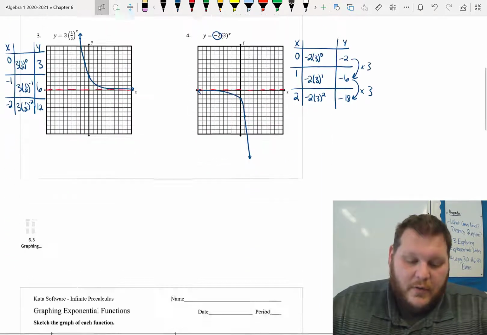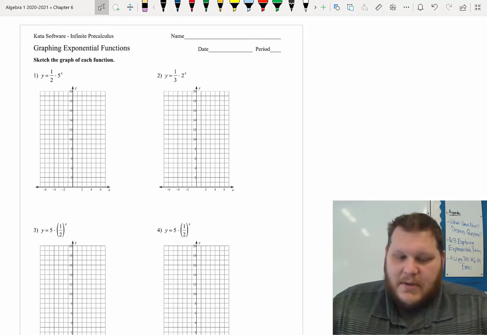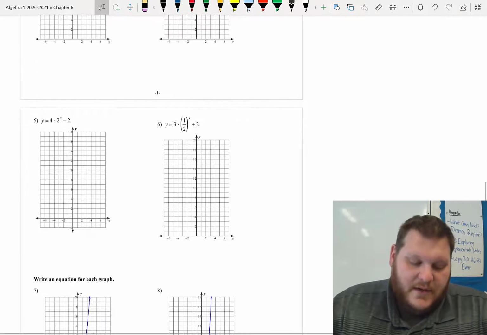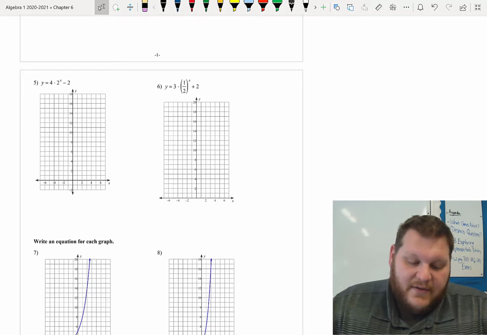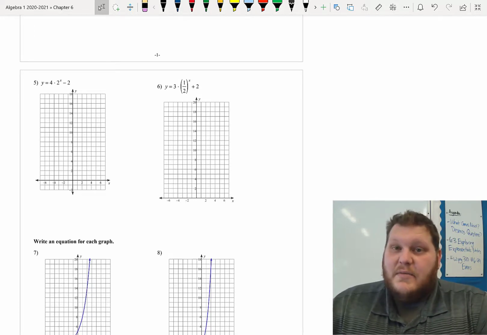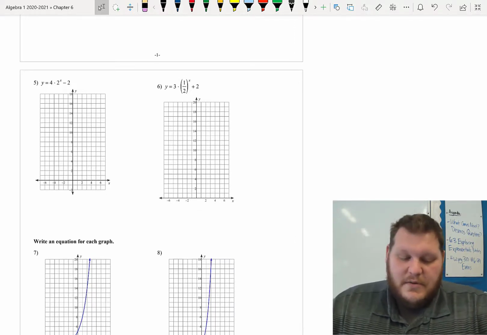Your homework for tonight is this worksheet. I know it says Infinite Pre-Calculus. It's still just graphing some exponentials. You've got some that have a values and a base. Some of them have some c values as well. 5 and 6 are even a little bit more challenging because you have both a values and c values, where you've got a shift in your asymptote and you've got a multiplier out in front, so make sure you guys are careful on those.